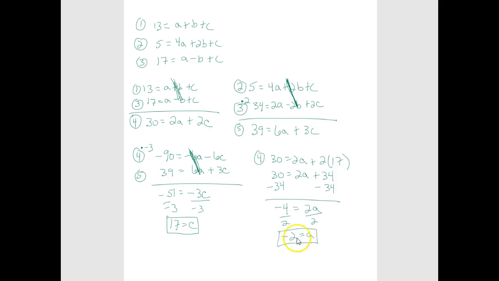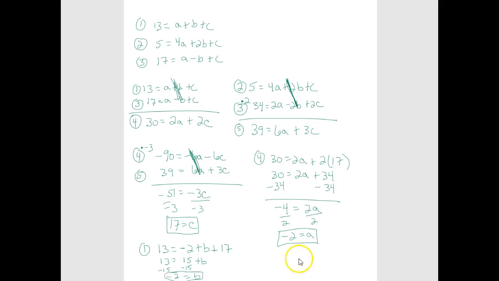And now that I have a and c, we can plug those back into one of the originals. I think the first one would be the easiest, so we just have plain old a, b, and c, no coefficients there. So I'm going to plug in a and c into equation 1. So 13 equals, a is negative 2, we don't know b, and c is 17. So I add up negative 2 plus 17, and I get positive 15. Subtract 15 from both sides, and negative 2 equals b.